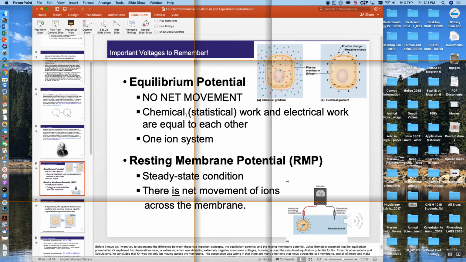Electrochemical equilibrium. But that's not the case. That's actually very rare. Anything more hyperpolarized or negative, the chemical work is greater than the electrical work. It's a balance of two forces. Think about it like a teeter-totter. The chemical work, that concentration gradient, plays a bigger role than the electrical force. With me? Pretty good?